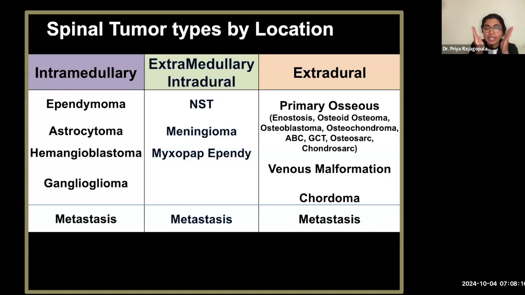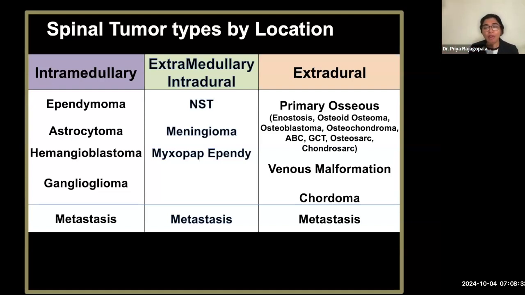And then extramedullary, the middle compartment, you can have nerve sheath tumors such as neurofibromas and schwannomas. You can have meningiomas from these arachnoid capsules or within the fibroblasts of the dura. You can have myxopapillary ependymomas and so on. And then the extradural ones, primary osseous tumors.